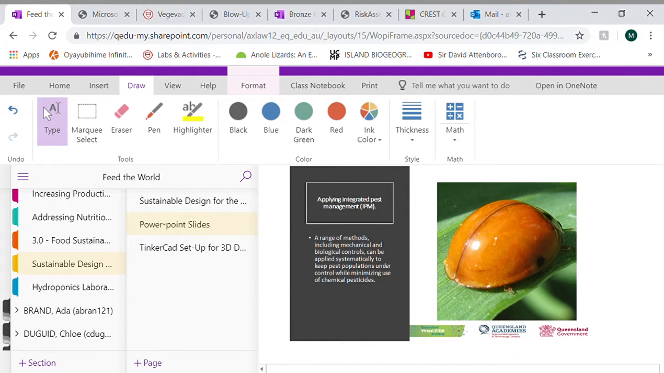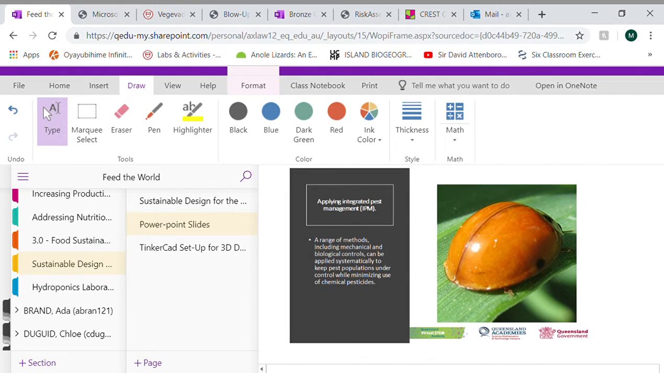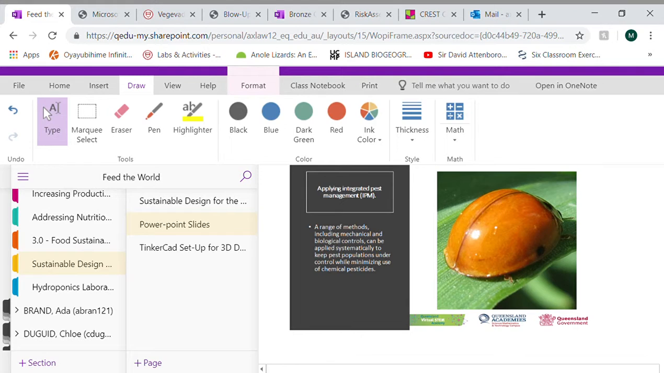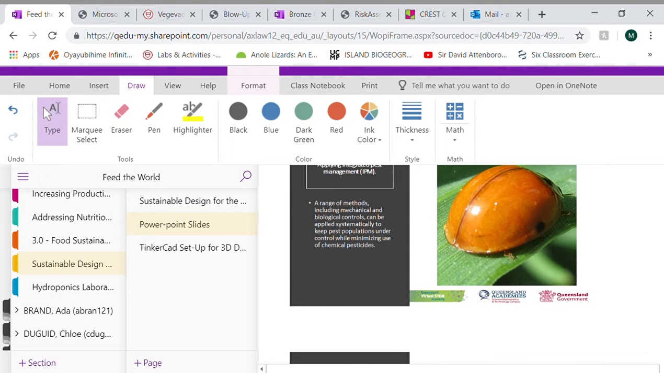We can apply integrated pest management systems, like Mr. Ang was talking about, a range of methods which include mechanical and biological controls. In our second lesson, we were talking about biological controls, introducing a gene into the plants to control pests, or we can also introduce wasps, like the parasitoids, to manage those pests that affect our crops and our plants. They can be applied systematically, and they keep pest populations under control while minimizing the use of chemical pesticides.